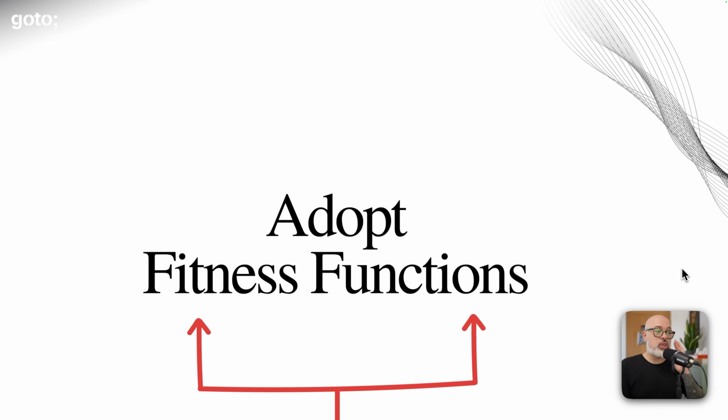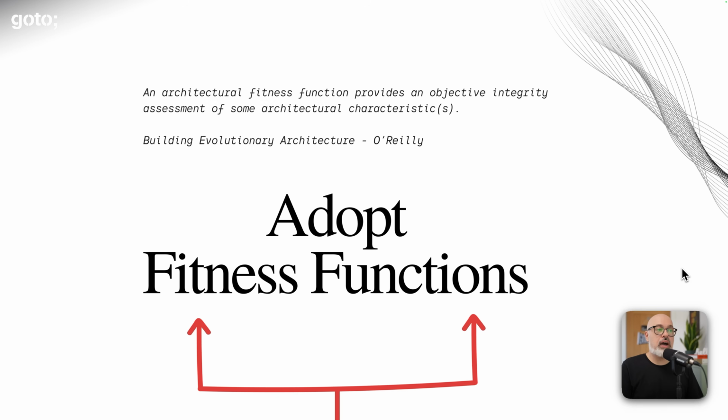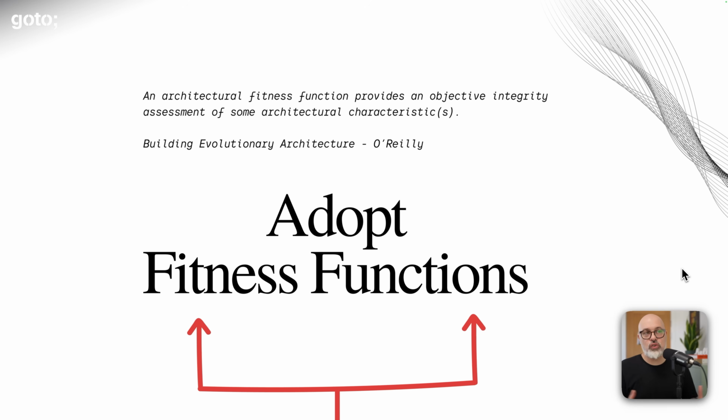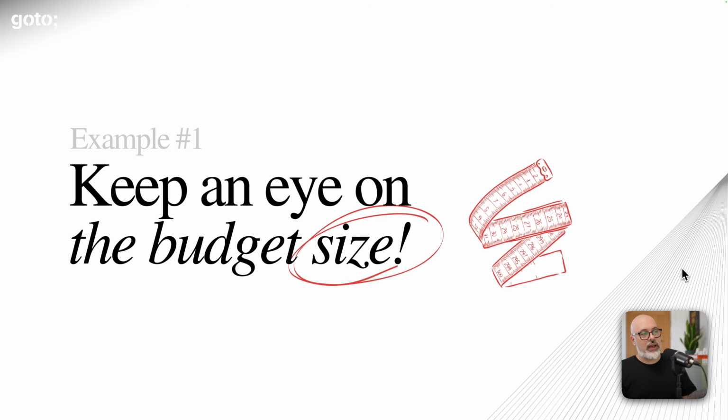Similarly, you can adopt fitness functions. Fitness functions are a construct that enables you to check objectively the integrity of your architectural characteristics. Let me give you a couple of examples. One thing that you usually do in Micro-Frontends is keep an eye on the size of the output or bundle of a Micro-Frontend. You know how to do that.